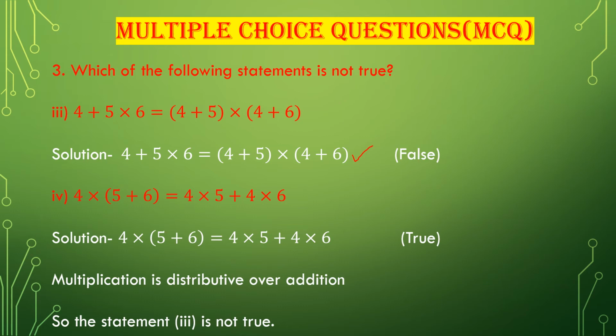And fourth bit is 4 multiplied with 5 plus 6, where 5 plus 6 is inside the bracket, equal to 4 multiplied with 5 plus 4 multiplied with 6. This is true. Multiplication is distributive over addition. Multiplication of whole numbers is distributive over addition. So option 3, third bit is not true, that is false.